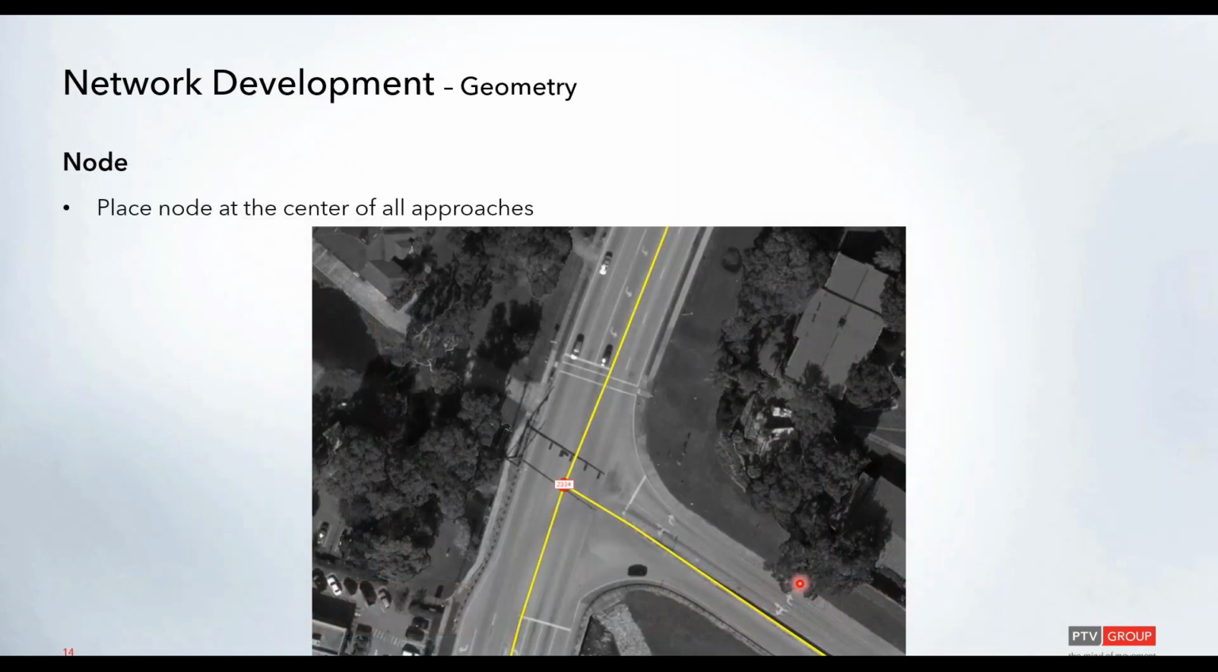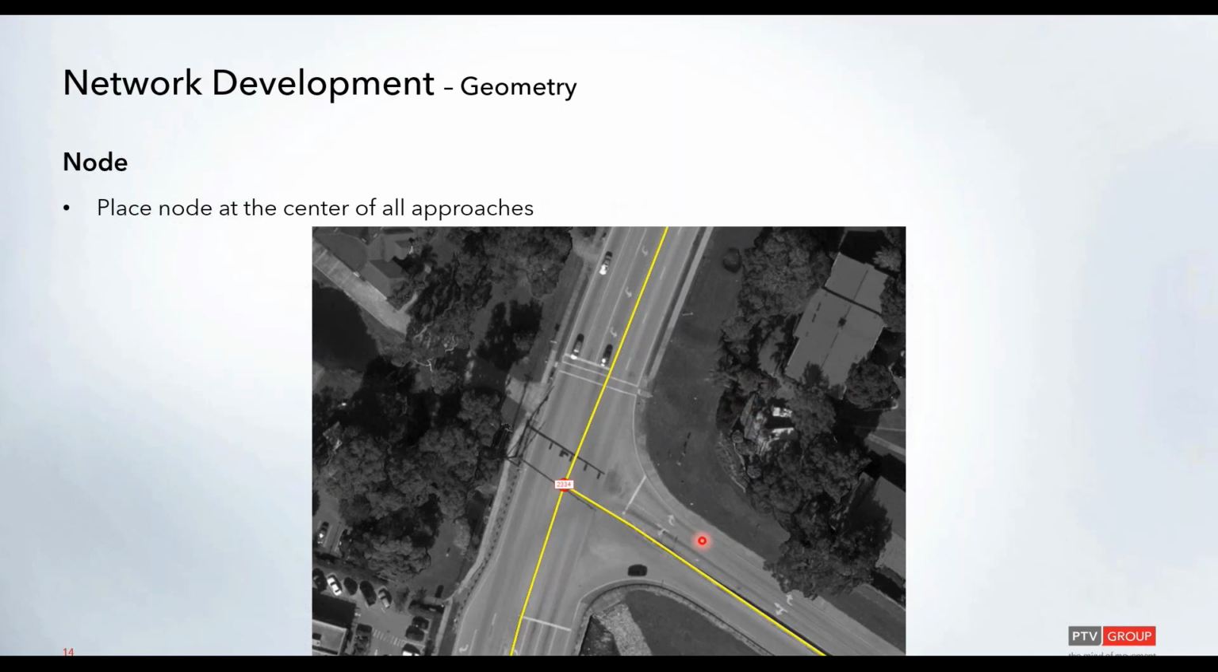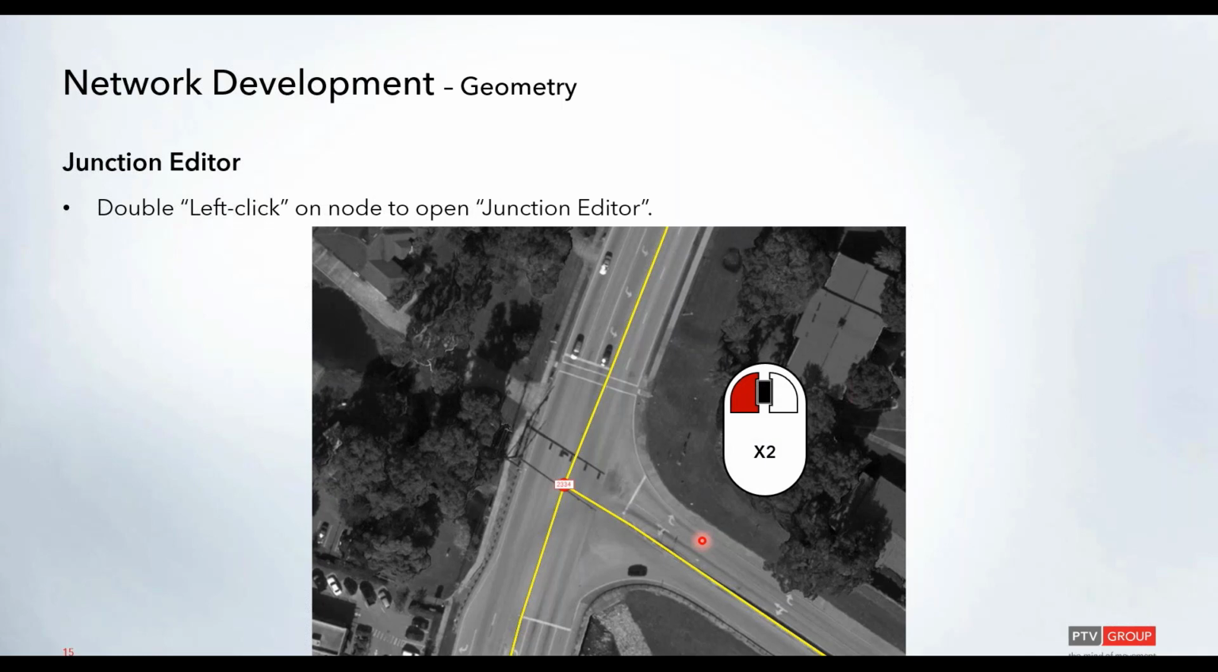Once you have a node, you can place it wherever you want, but typically it works out best if you place your node at the centroid point of all the approaches, as shown in the slide here. Also, if you want to move things around, you can left click and hold on the node that you want to move to grab it, reposition it, and let the button go, and it's going to reposition by itself. Now, if you want to go into further details within each of those nodes or intersections, you can double click on any node and it will open up the Junction Editor.